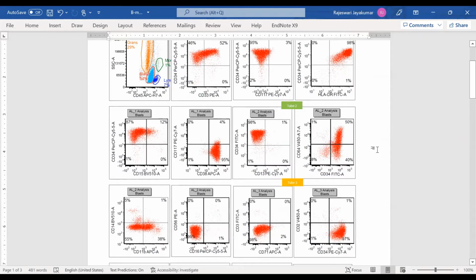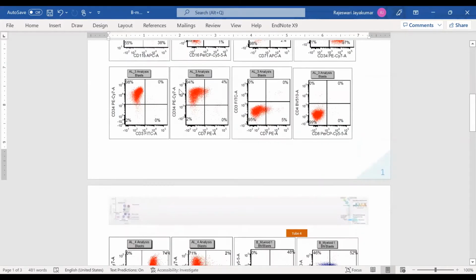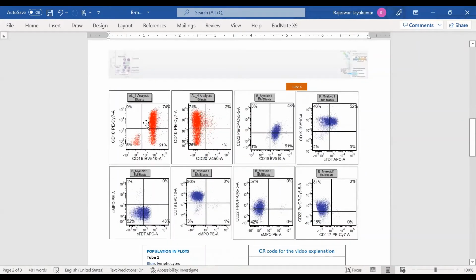And they express the immaturity marker CD34, and they are also positive for HLA-DR. When we look further, they're negative for other T cell markers. CD3 is negative, 4 and 8 are negative. There may be a dim CD7 expression. And when we go to the B cell tube, we see that they are brightly positive for CD19, and they have a partial CD10 expression.